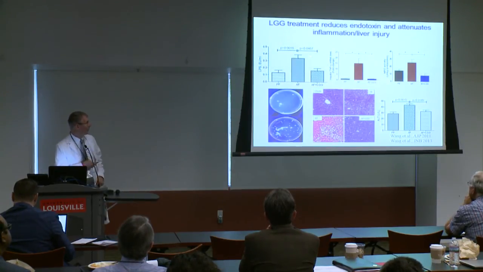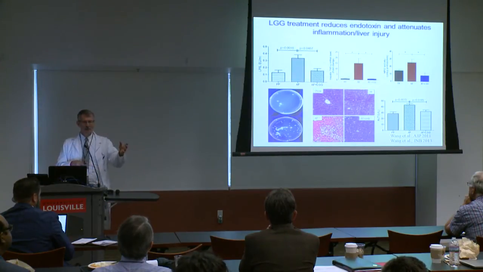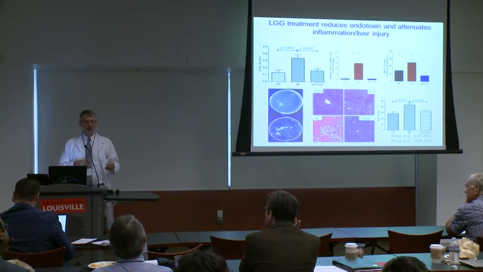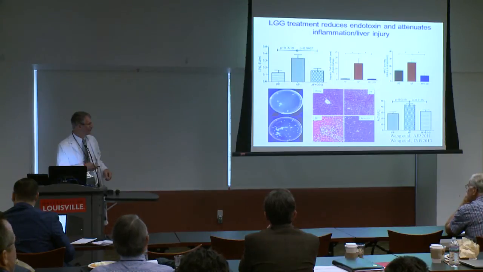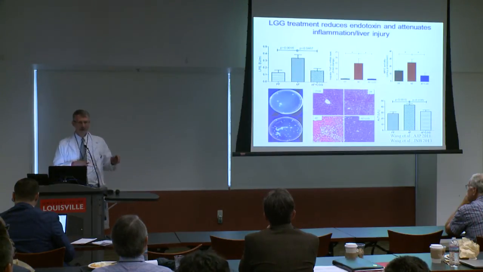And if you look at endotoxemia, up with alcohol, down with LGG. If you take mesenteric adipose tissue, so we gavage these animals before they're sacrificed with GFP E. coli, take out their mesenteric adipose tissue, and here are the regular animals. Here are the animals that are treated with LGG. So basically no viable bacteria.